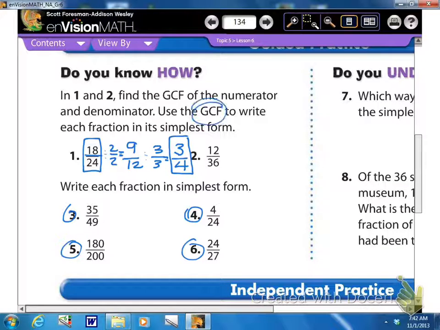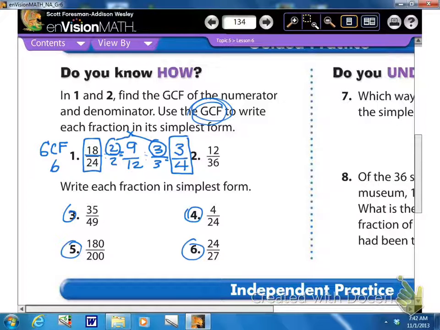Now if I'm trying to find that greatest common factor, all I have to do is remember, what did I divide by? Well, I divided by 2, and I divided by 3. Multiply those together. My greatest common factor of these two numbers would be 6.